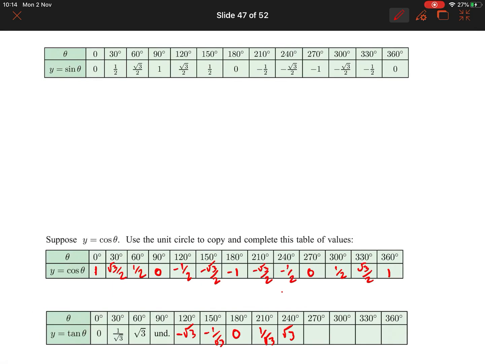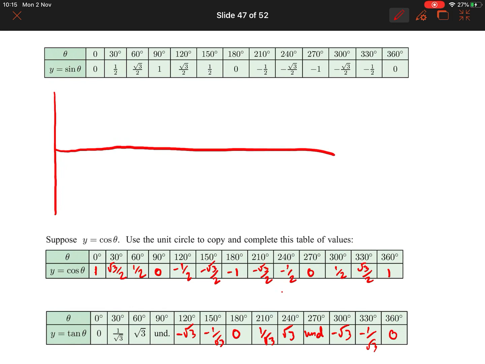Tan of 270, put that in your calculator. Tan of 270, your calculator will say math error. That's because it's not allowed. Okay, this is undefined. Okay, then minus root 3, minus 1 over root 3, and back to 0. Okay, so now what is this going to look like?